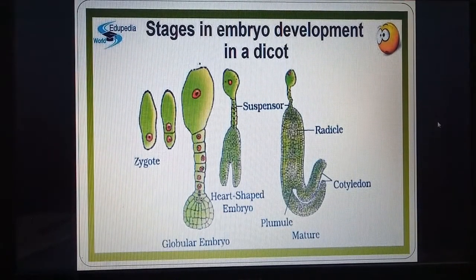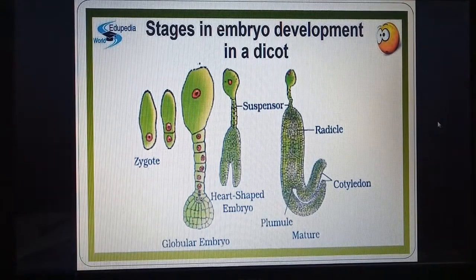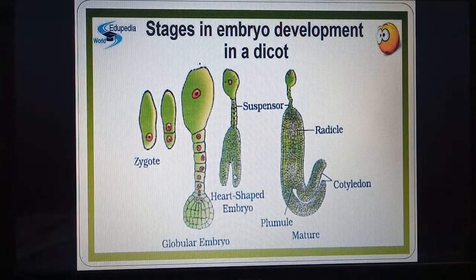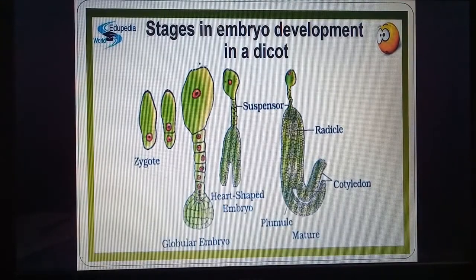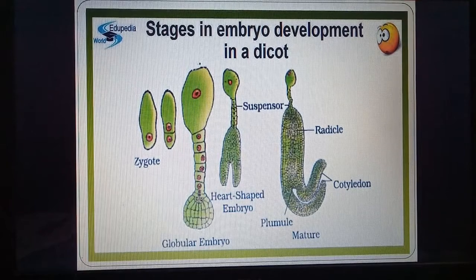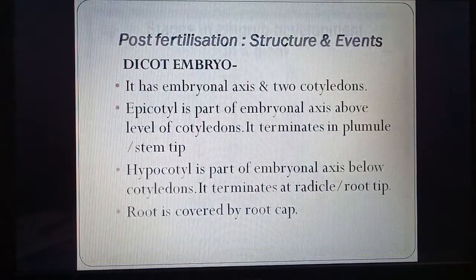Here we can see embryo development in a dicot. So first zygote, then it divides into two cells, then globular embryo. At the bottom we can see the globular embryo. Next it forms a heart-shaped embryo. After that the mature structure is formed, and the mature structure has plumule or stem tip, radicle or root tip, and two cotyledons. So first globular embryo is produced, then heart-shaped structure, and finally the mature embryo.